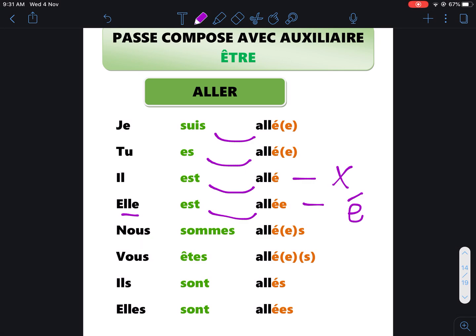Now, I repeat all over again. Je suis allé, tu es allé, il est allé, elle est allée, nous sommes allés, vous êtes allés, ils sont allés, elles sont allées. Okay? Right?